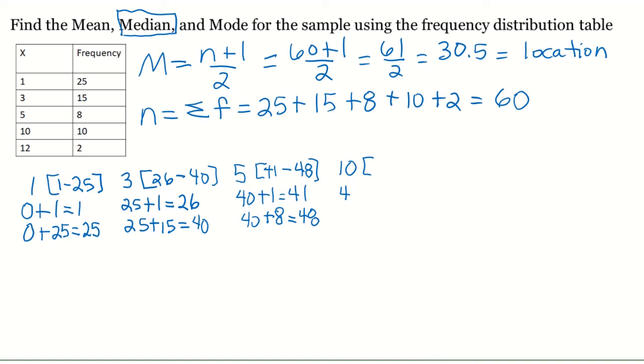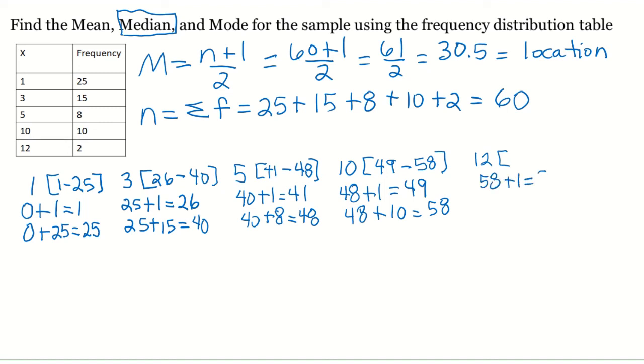So the upper boundary is a 48. We're going to add 1. That's going to equal 49. Then we're going to do the 48 again, and we're going to add the frequency of 10. That's going to give me 58. And then I'm going to do the last one, which is my 12. I'm going to take that upper boundary of 58, add 1, which is going to give me a 59 for my lower boundary, and then 58, add a frequency of 2, and that's going to give me 60.